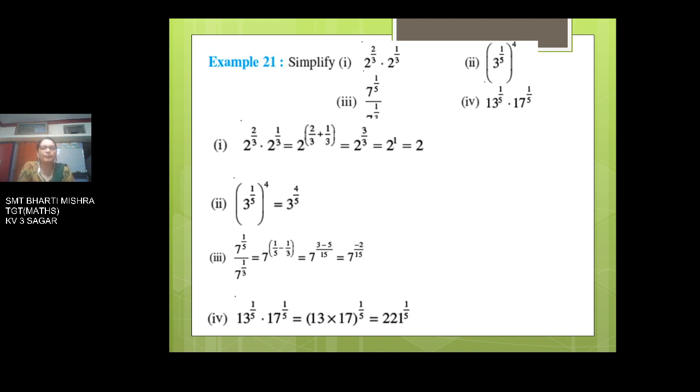Now the third part, 7 to the power 1 upon 5 and 7 to the power 1 upon 3. We have got here division. So the exponents will be subtracted. So on subtracting 1 upon 5 minus 1 upon 3, the resultant is 7 to the power minus 2 upon 15. Now the fourth part, 13 to the power 1 upon 5 and 17 to the power 1 upon 5, both have got the same exponent. So the bases are multiplied, and hence 13 into 17 comes to be 221 raised to the power 1 upon 5.